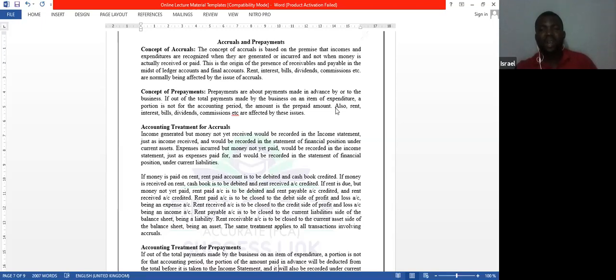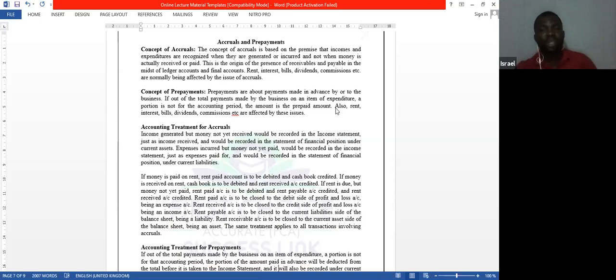Then I said that accrual basis is the basis used to record financial statements when revenue is earned and when expenditure is incurred, and not when revenue is received and expenditure paid. It means that it gives room for credit facility, but it also makes use of what is called the matching concept. The matching concept means that expenses should be matched against the related revenue, even though payments have not been made at that point in time.